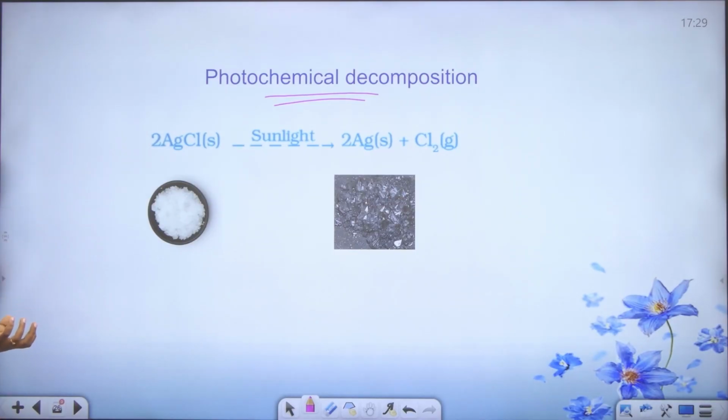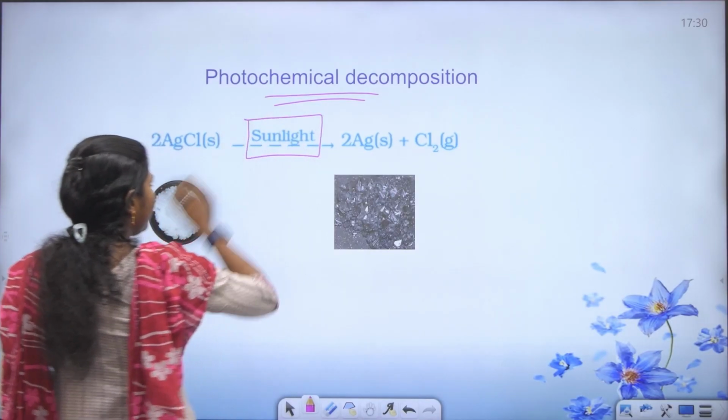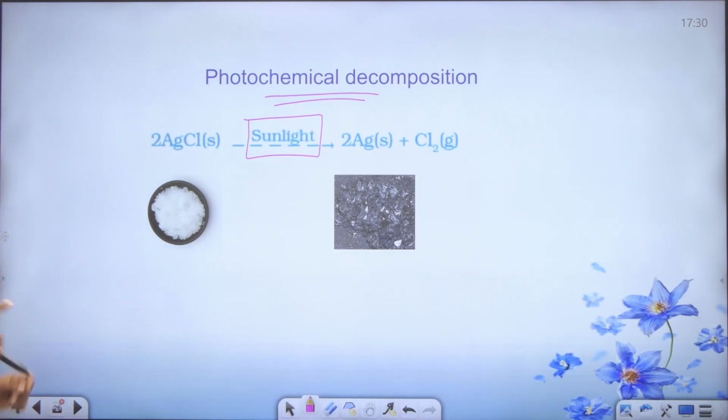One molecule splitting into two or more substances is called a decomposition reaction. AgCl changes to Ag and Cl2. One compound changes to two or more substances, so the reaction is decomposition, and here it is carried out in the presence of sunlight. So this type of decomposition reaction is called a photochemical decomposition reaction. What is photochemical decomposition? Photo means light energy, sunlight.